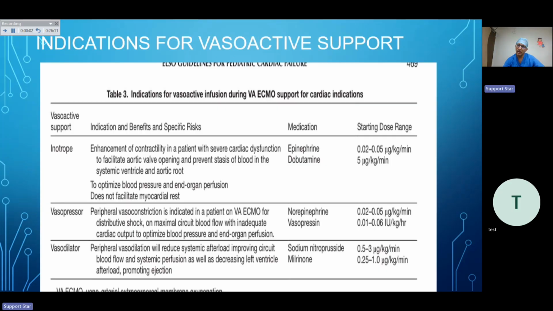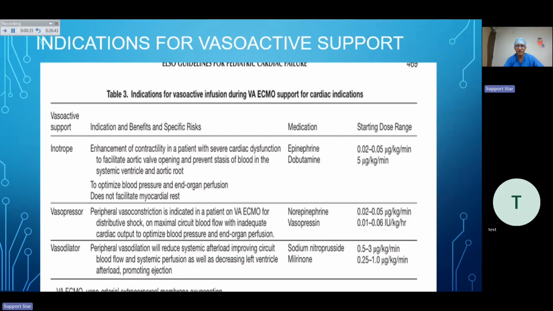So on ECMO, is there any role for inotropes? Yeah, sometimes when there is cardiac dysfunction, you don't want the heart to stun. In a peripheral ECMO, you don't have a venting option, so you cannot decompress your heart. For that you would have to open the chest. To avoid that, we start a low dose inotrope like adrenaline or milrinone, so that your aortic valve opens and prevents stasis and myocardial stunning.